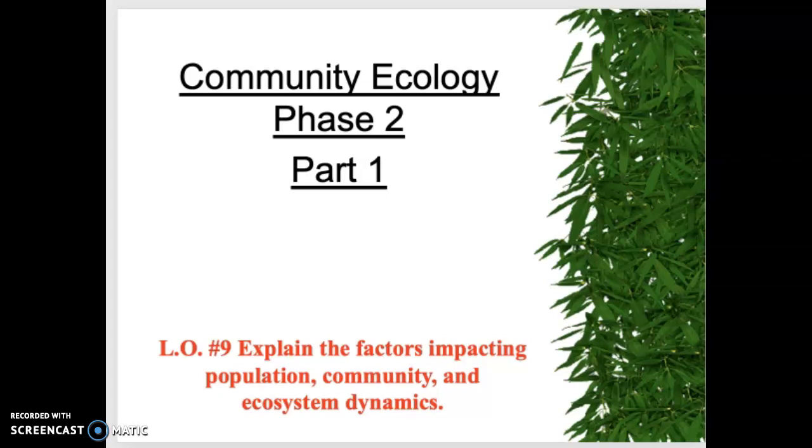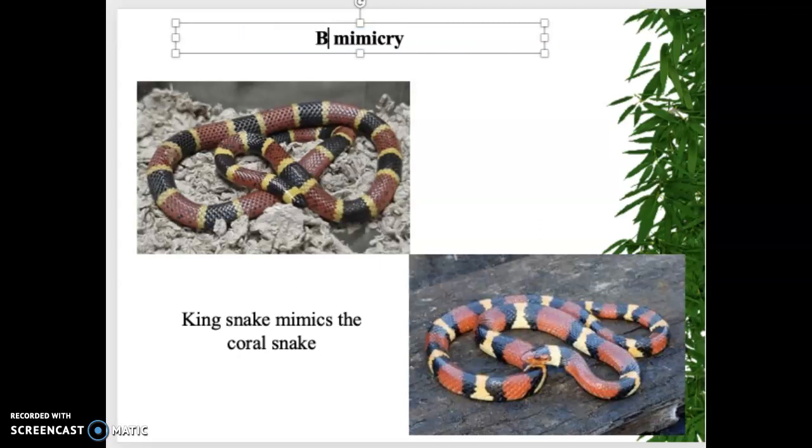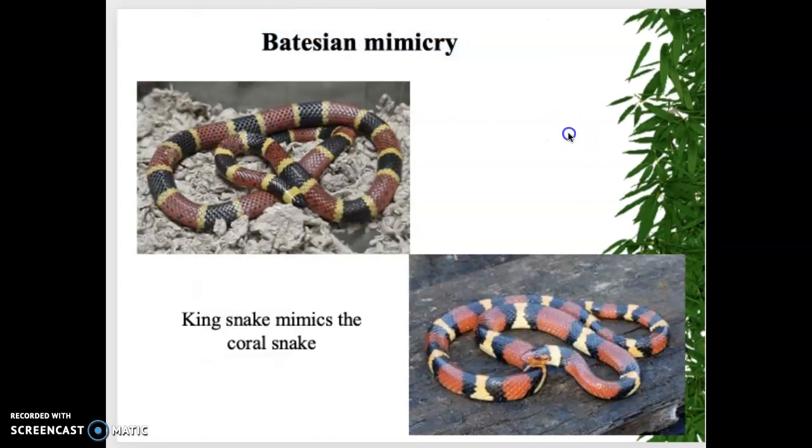So the next picture here, this is a way prey have evolved to defend themselves, and it's through what we call mimicry. Now, mimicry comes in two categories, Batesian and Mullerian. And I'll go through the differences here as we talk about these examples. So Batesian mimicry.